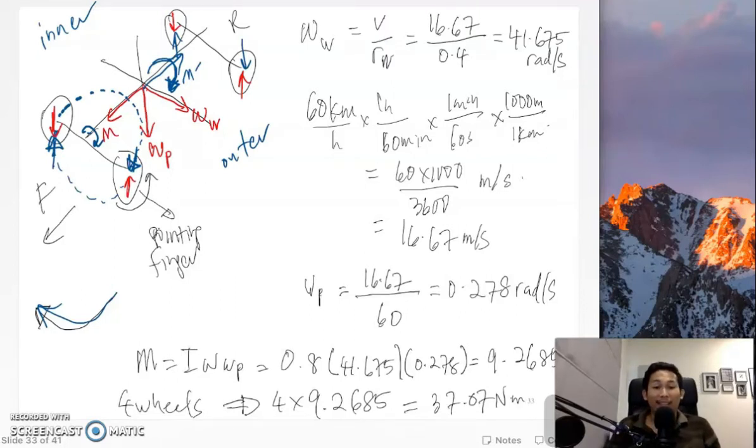Okay, that is the gyroscopic couple for the 4 wheels. We know that the gyroscopic couple will lift up the inner wheels and press the outer wheels. So the reaction of the tire will be opposite.